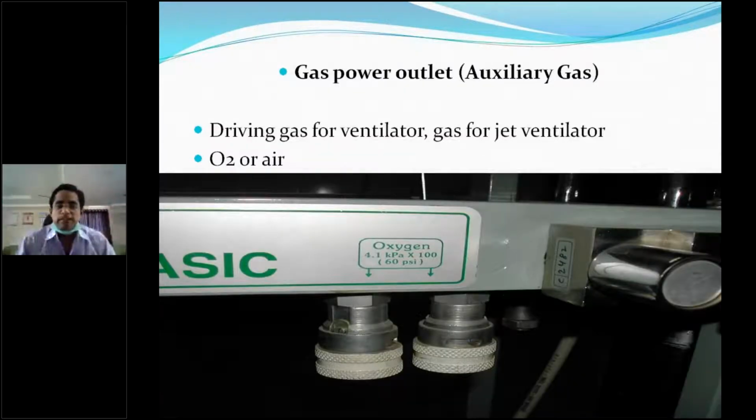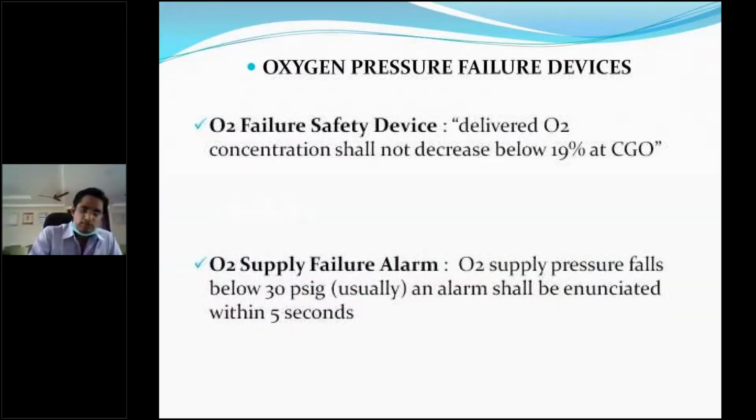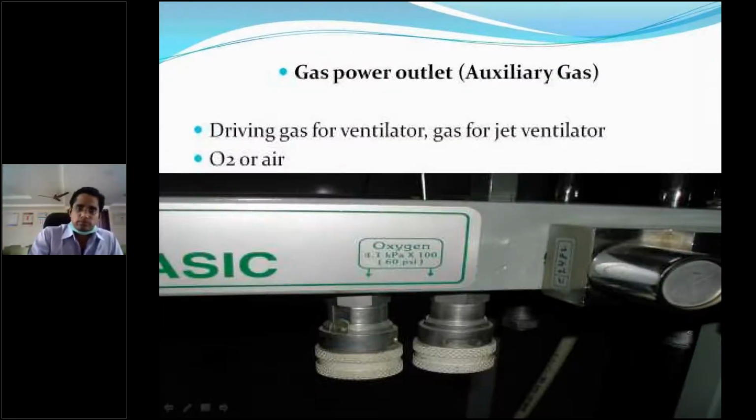Next, coming to the gas power outlet. This is the gas power outlet. This is the driving gas for ventilators and gas for jet ventilators. Here you have two outlets. One is for oxygen and the other is for air.